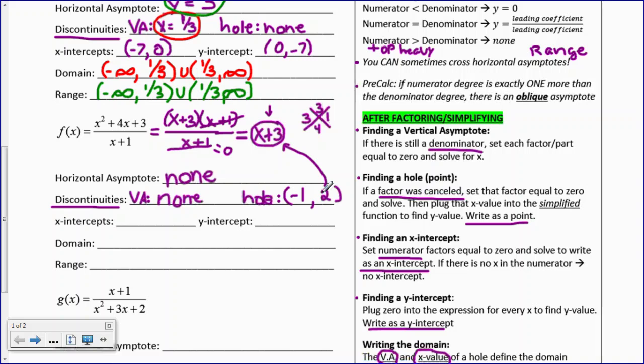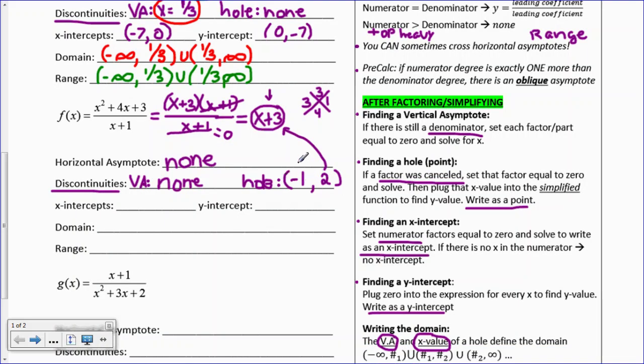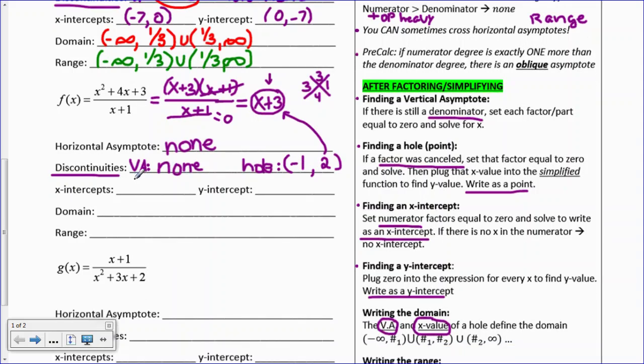All right, that's how you find a hole. If you canceled out something, whatever it was that you canceled, set equal to 0, get the x value, and then plug it in to find the y. Okay, so that's how you determine a hole if you're able to cancel something. Okay, so now an x-intercept.